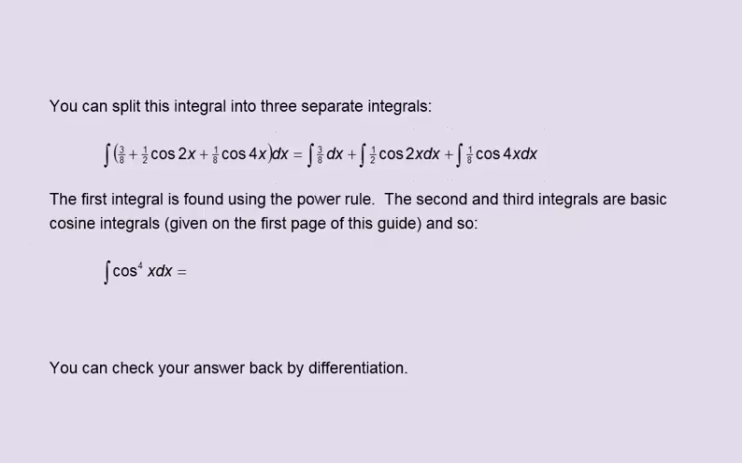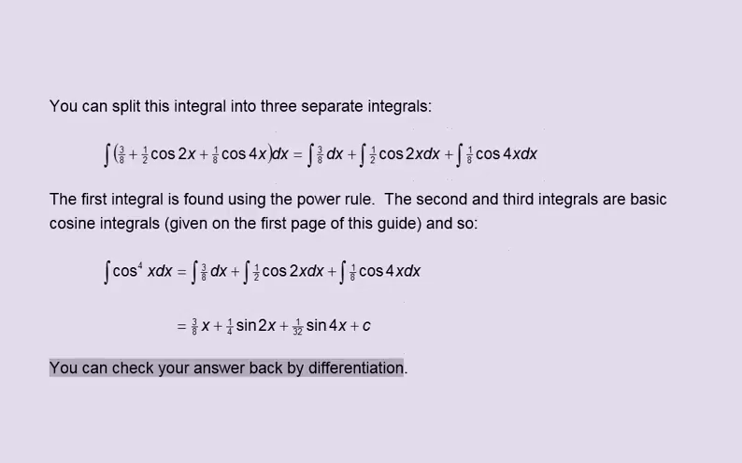So the integral of cos to the power 4 of x dx equals the integral of 3/8 with respect to x plus the integral of 1/2 cos 2x with respect to x plus the integral of 1/8 cos 4x with respect to x. This equals 3/8 of x plus 1/4 of sine 2x plus 1/32 of sine 4x plus the constant of integration. You can check your answer back by differentiation.